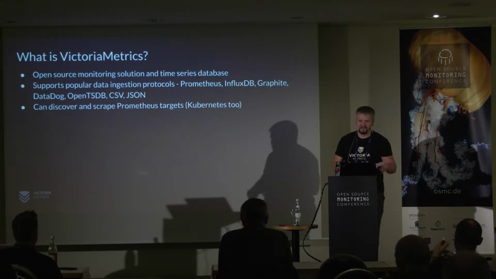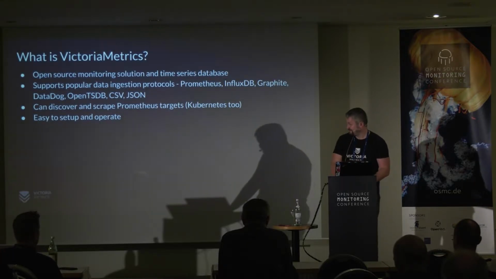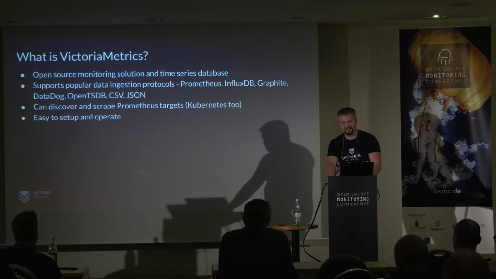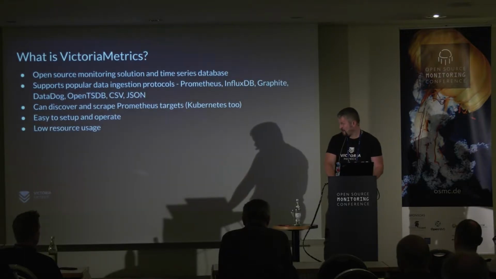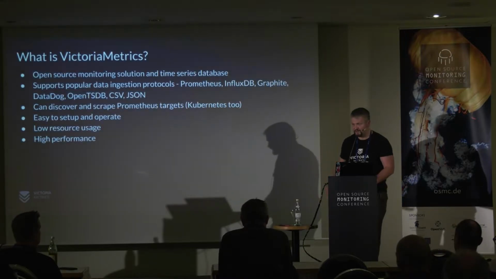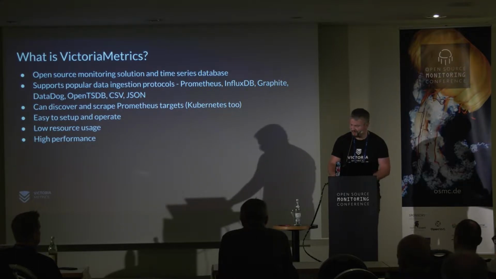This means that it can discover and scrape Prometheus targets, and it also understands Prometheus configs, and it can discover and scrape targets in Kubernetes like Prometheus does. One of the main features of VictoriaMetrics is that it is easy to configure and operate compared to other solutions. Another main feature is low resource usage, and the connected issue is high performance compared to other solutions on the market.